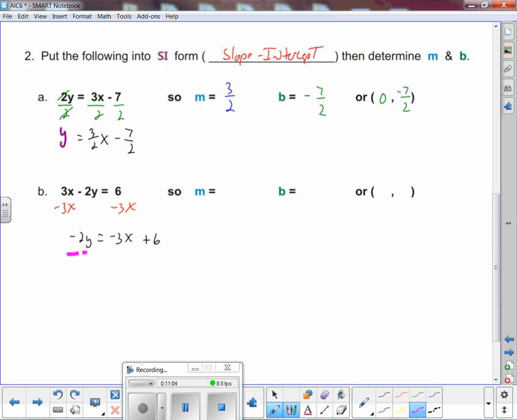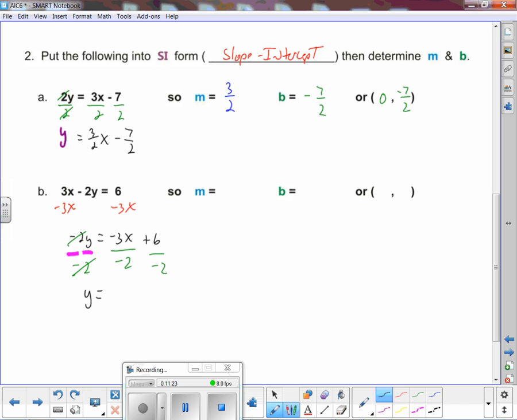We're going to divide both sides by negative 2. So again, that's divide every term by a negative 2. If you'll just do it to every term, you'll save a step there. All right, that isolates the y all by itself on the left.